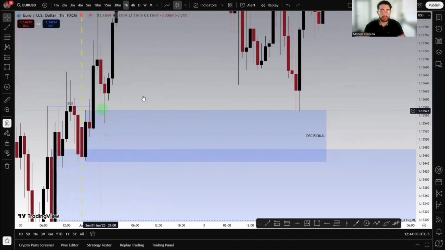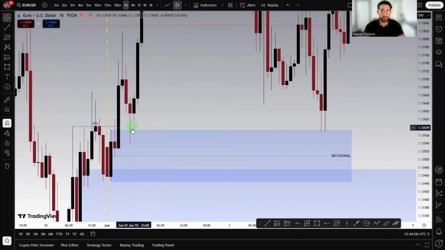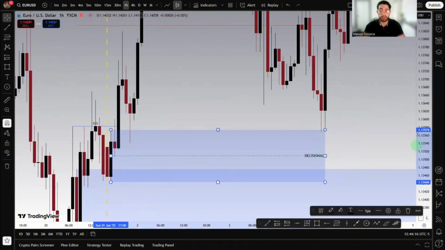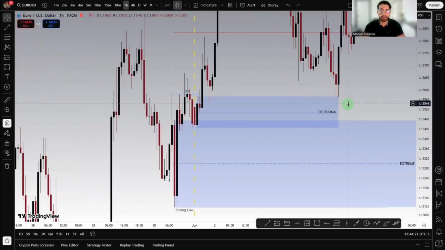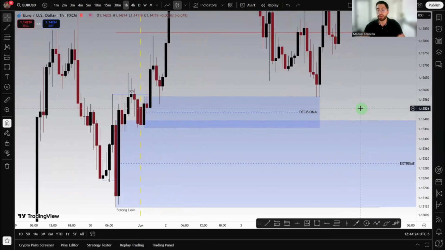And it reacted in two zones. First, it was mitigated in this part, first reaction, and then it entered again here. So it did have the reaction in the decisional, okay? And they would say, wait a minute, but it must be the candle that is the bearish candle, right? Because it's an order block.